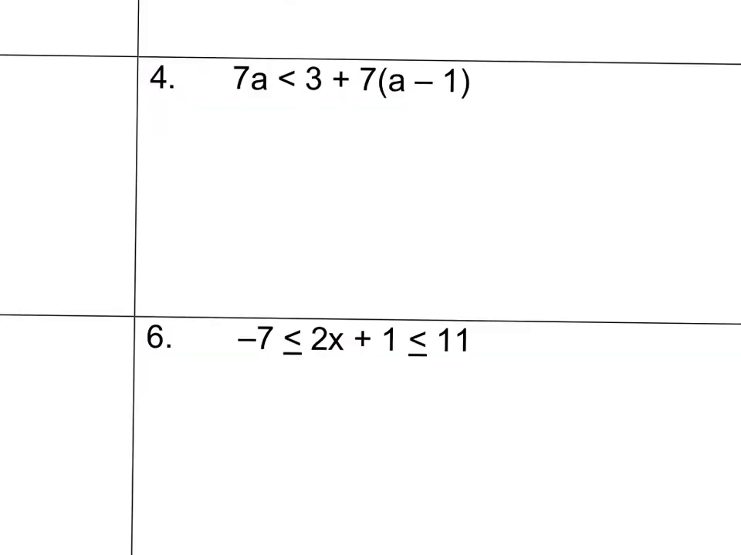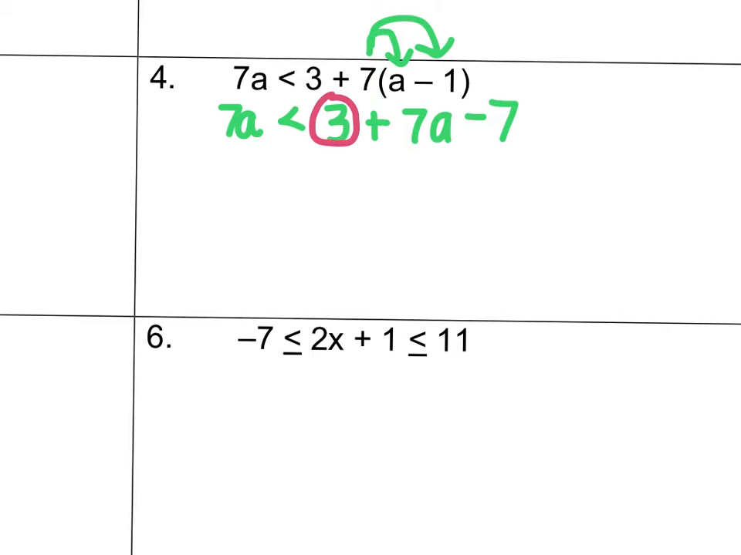On number 4, where do we start? Well, we'll start with the distributive property to make things more simple. So we'll have 7a is less than 3 plus 7a minus 7. Let's combine any like terms that are on the same side of the inequality. 7a is less than, that would be -4 plus 7a.